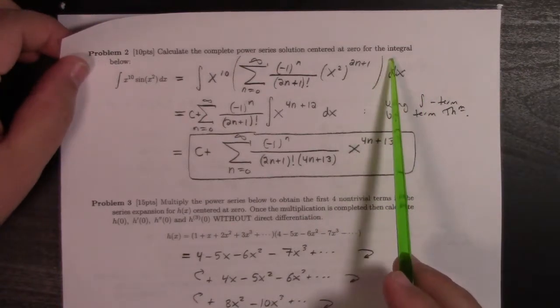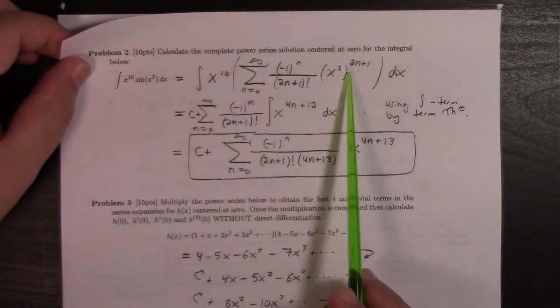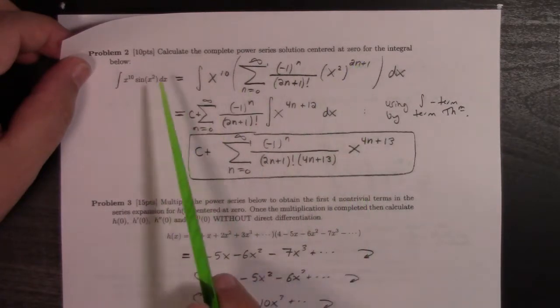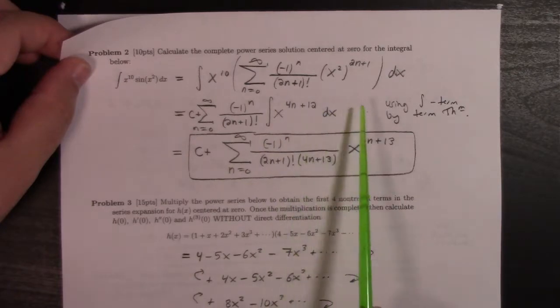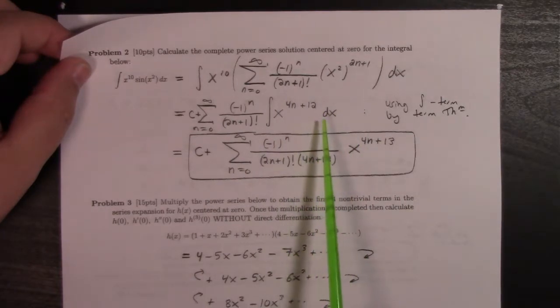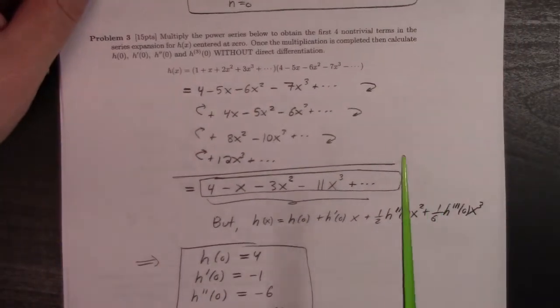Here, complete power series solution for the integral, so I take this x to the 10th sine of x squared. Again, I use the known Maclaurin expansion for sine, plug in x squared, multiply through the x to the 10th, clean up the integral, and then I use term-by-term integration. Out pops the answer.